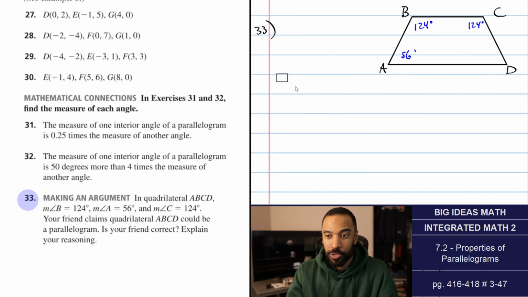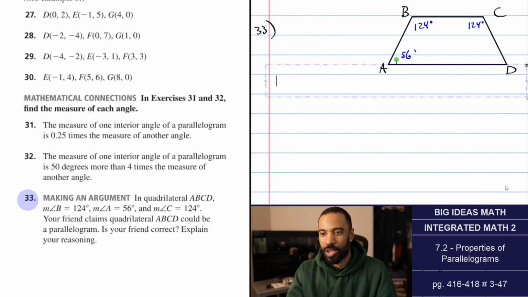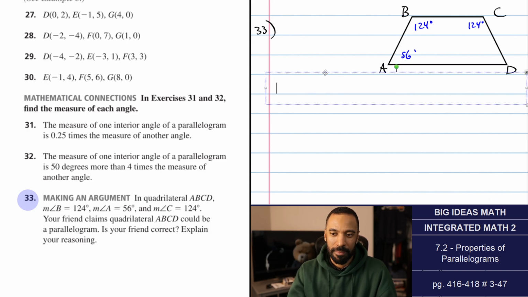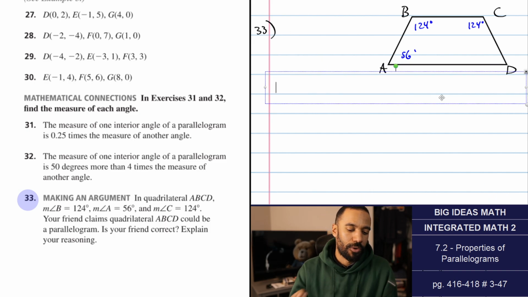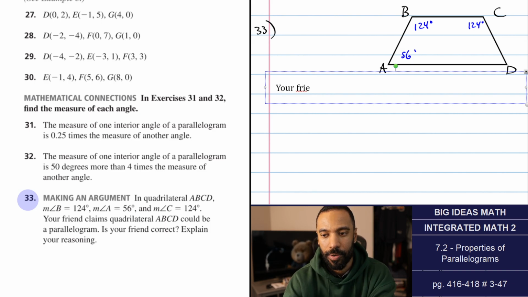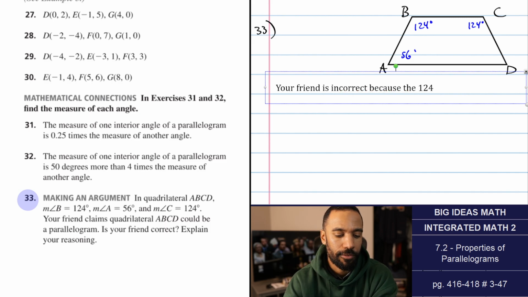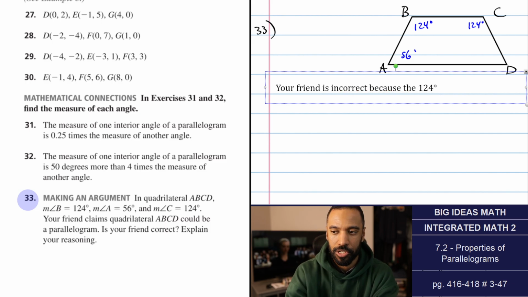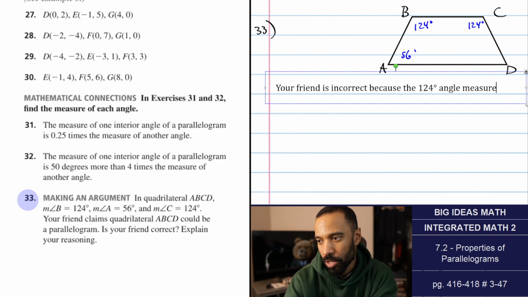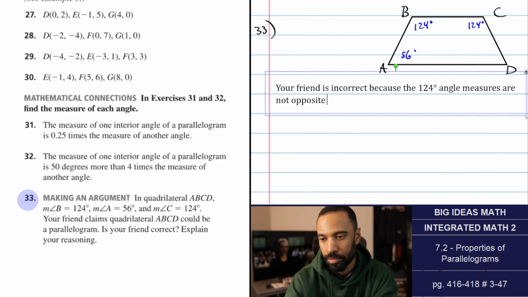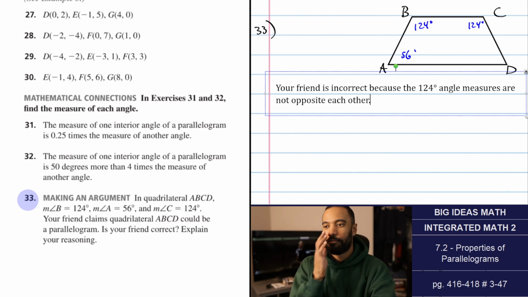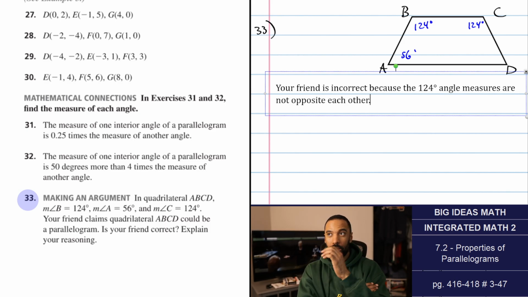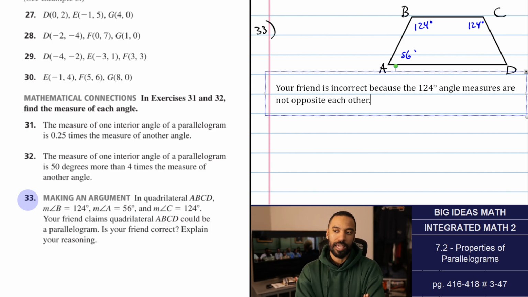No. Your friend was correct last time, which I always have to try and remember to see if your friend's correct one time and then not the next. But your friend is incorrect, and this is actually a good thing for me to talk about. This goes back to letter order. Your friend is incorrect because the 124 degree angle measures are not opposite each other. Now, that alone kind of confirms everything already. That alone would dispute that it is a parallelogram.